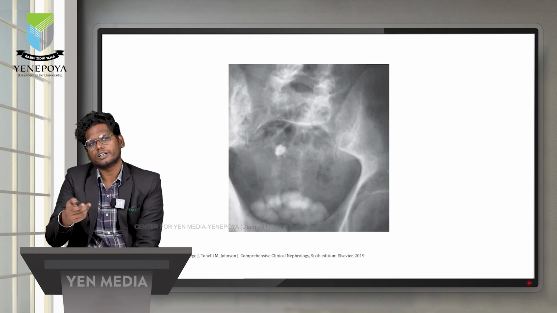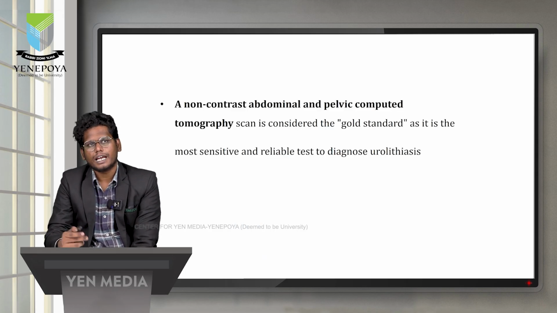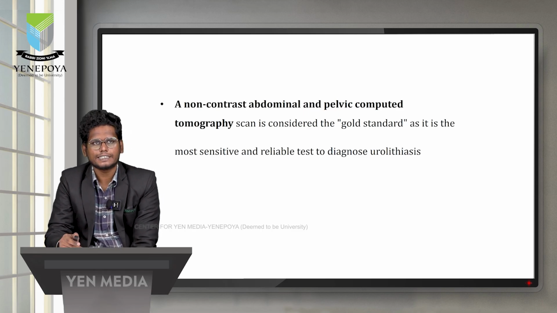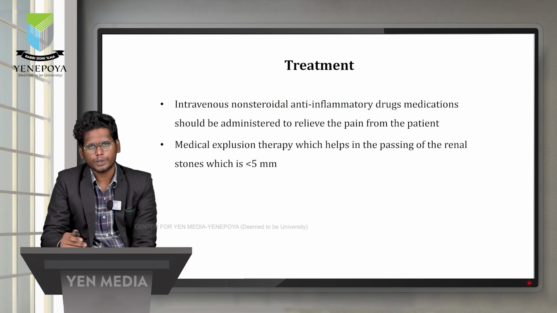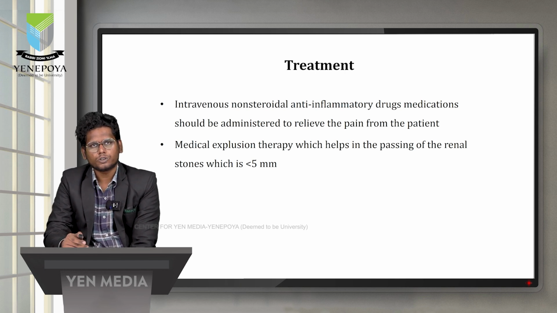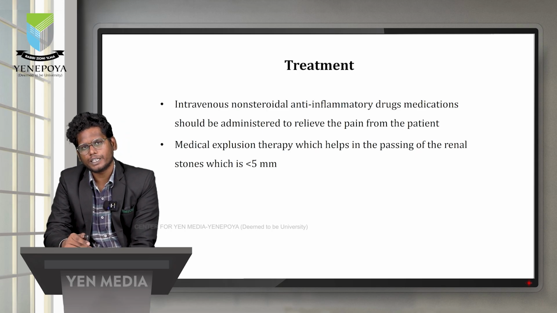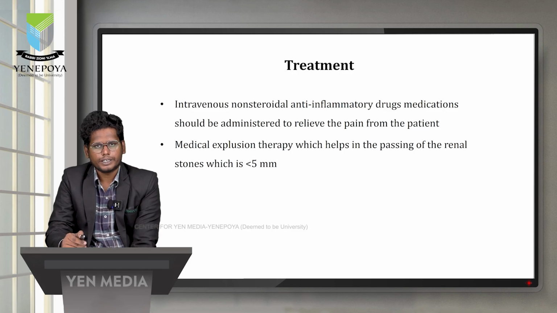This is what a CT scan of kidney stones looks like. A non-contrast abdominal and pelvic computed tomography, the CT scan, is considered the gold standard as it is the most sensitive and reliable test to diagnose urolithiasis. Now treatment. The first treatment to be given to the patient is to reduce the pain. The drugs most commonly administered are non-steroidal anti-inflammatory drugs to relieve the pain. Medical expulsive therapy, which does not use any surgery, helps in the passing of renal stones which are smaller than 5 millimeters using medications.